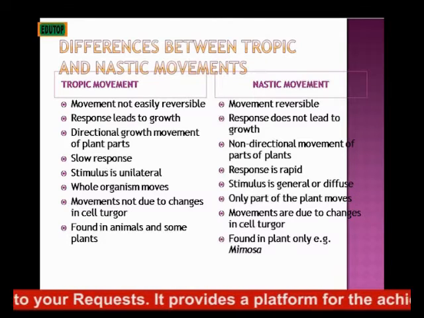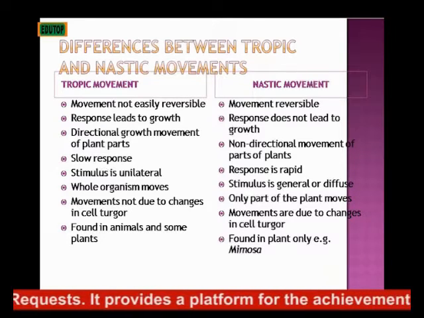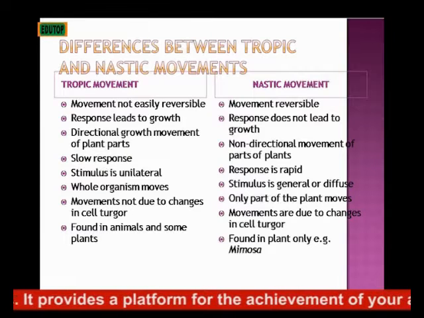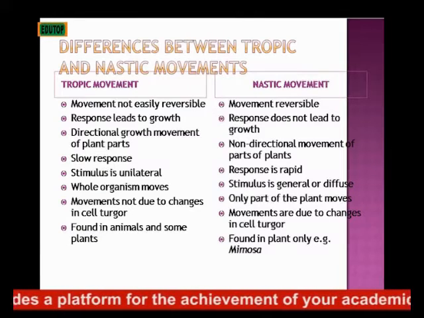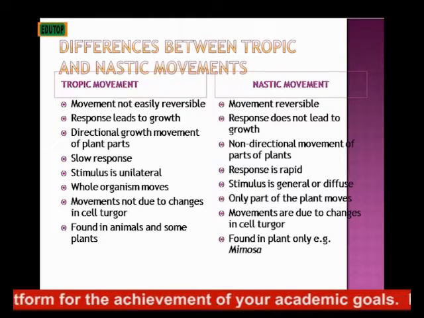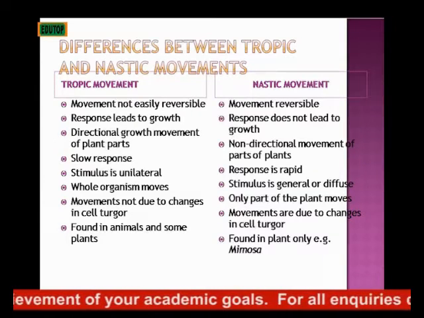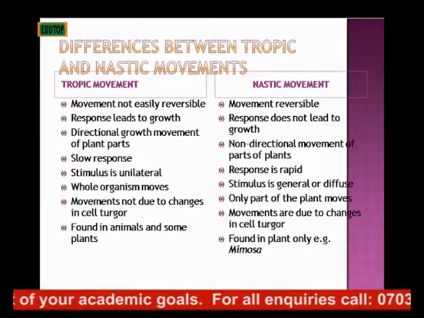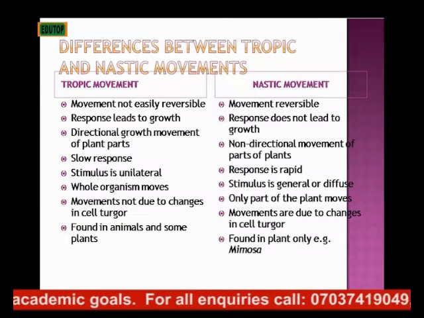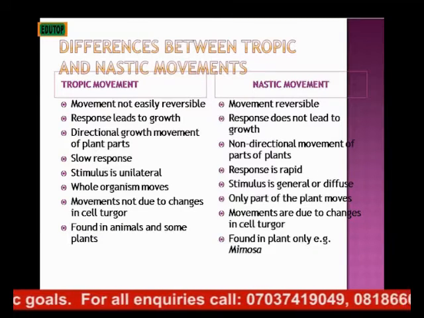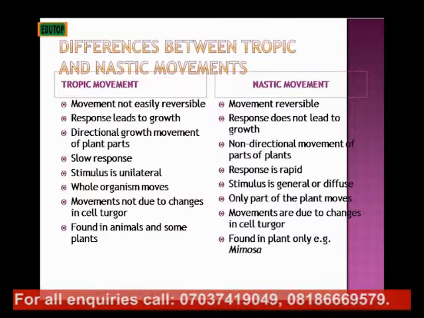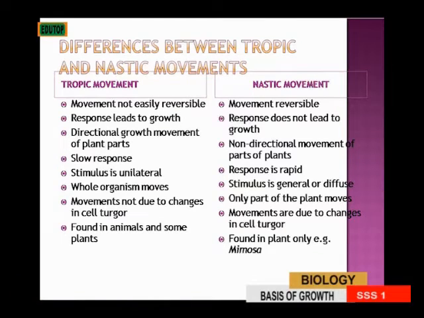Tropic movement is found in animals and in some plants, but nastic movement is found only in plants. Example, Mimosa. When you touch Mimosa pudica, it closes. The plant opens and closes. So nastic movement is found only in plants, while tropic movement is found both in plants and in some animals.